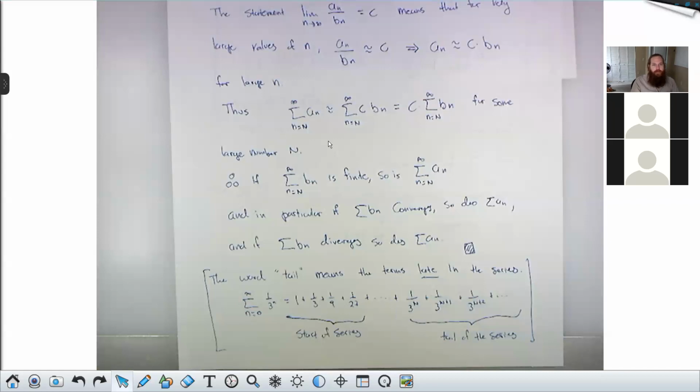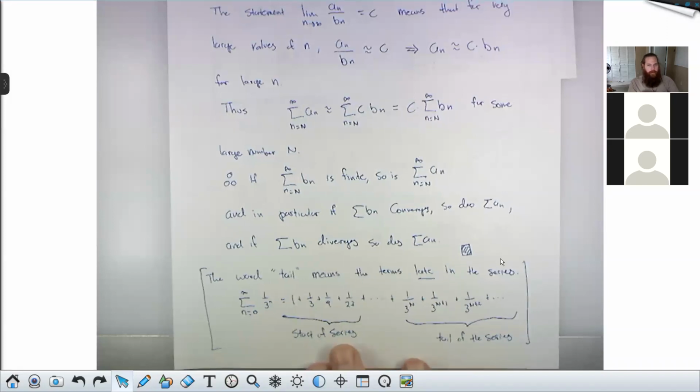And what LCT says is that if the limit of an over bn is positive and finite, then the series sigma an has a tail that is very, very similar to the series sigma bn. And since the tails match, the series converge or diverge together. That's the idea.